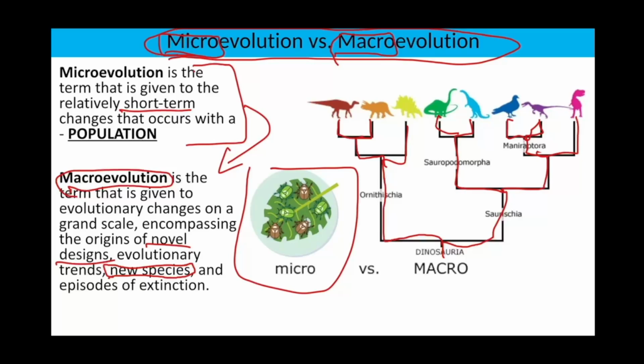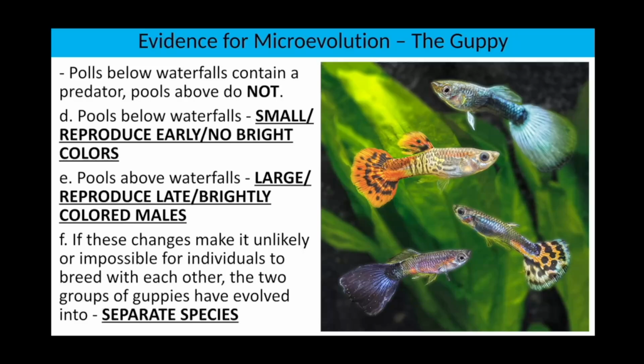So when we're discussing these big changes in new species, we're talking macro. When we're talking small changes, usually within a species, we're talking micro. We'll talk about a little bit of evidence for each. One of the pieces of evidence for microevolution are these tiny little guppies. With guppies, they have pools that are below waterfalls and pools that are above waterfalls where they live.